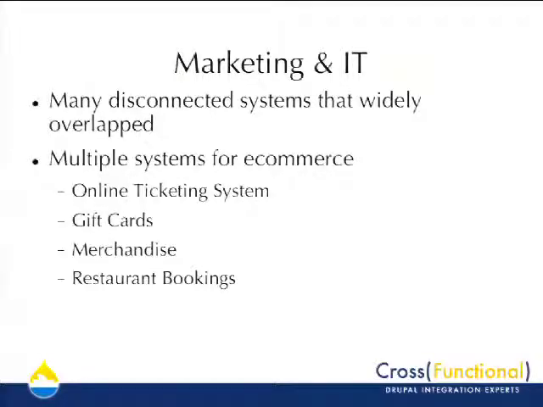So one of the things that they had in terms of marketing and IT, they had a lot of really disconnected systems that widely overlapped. So people that were doing marketing for the events business versus marketing for the park itself and other things weren't really connected. They also had multiple different systems for e-commerce. So they had an online ticketing system. They had a separate process for doing gift cards, taking online merchandise purchases, and restaurant bookings. These were all really disconnected, but at the same point, they had a lot of the same information in them.